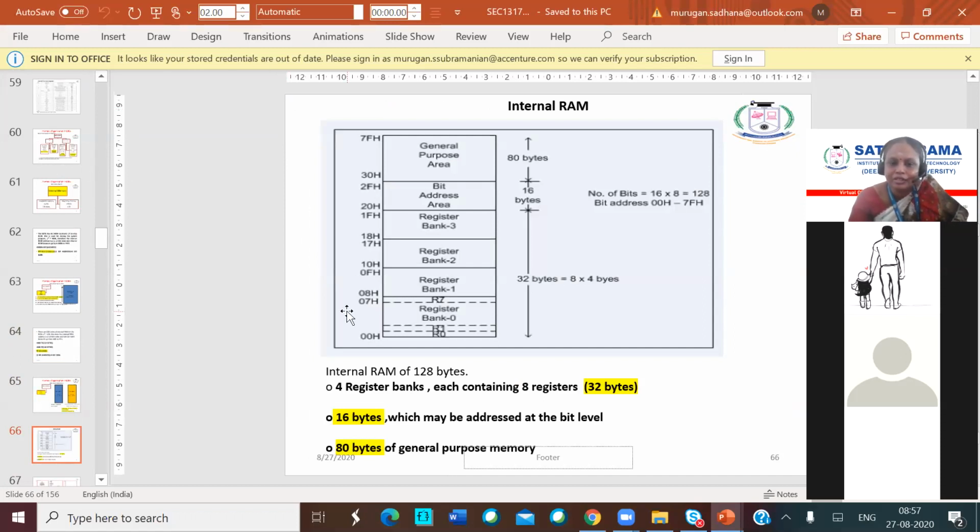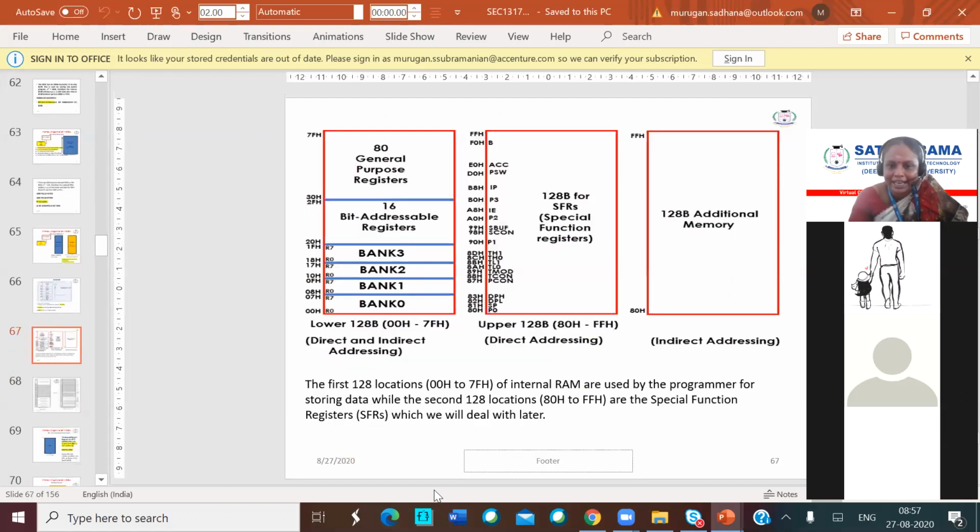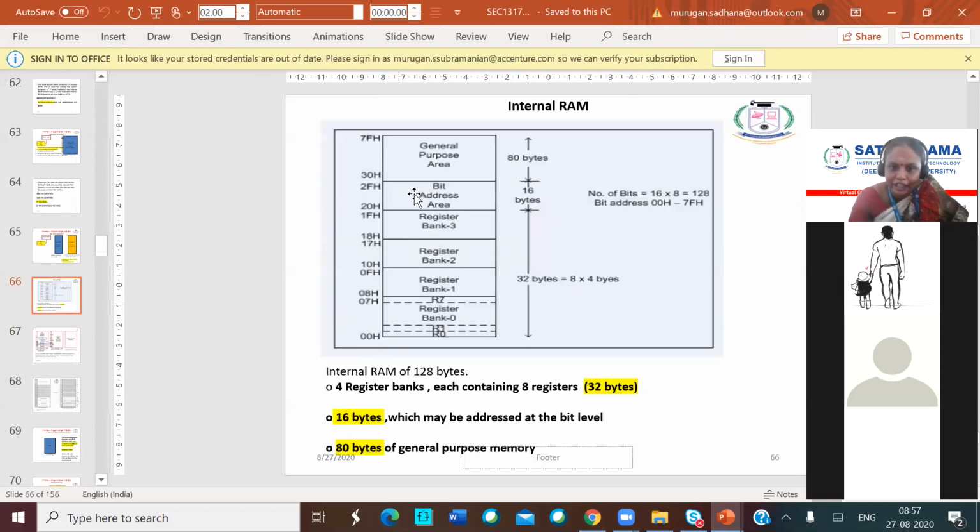So people listen. This is 128 bytes. We used to say 128 bytes and another 128 bytes for SFR. So we always use only the lower 128 bytes for internal memory. In the lower 128 bytes, 00 to 1F is for 4 register banks: 00 to 07 for bank 0, 08 to 0F for bank 1, 10 to 17 for bank 2, 18 to 1F for bank 3. Can you understand? So these 32 bytes I will use only for the 4 register banks.